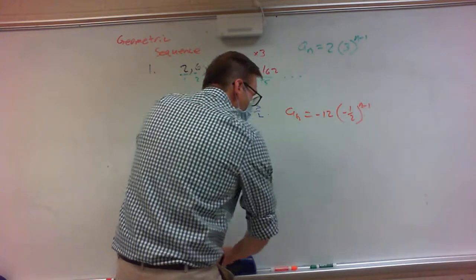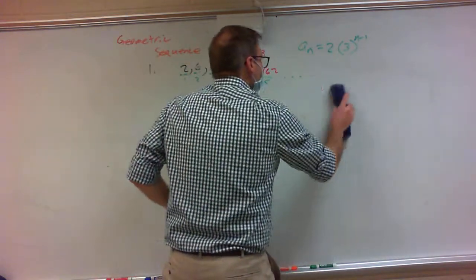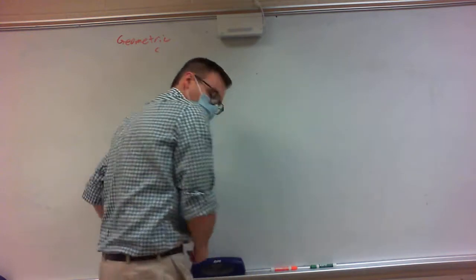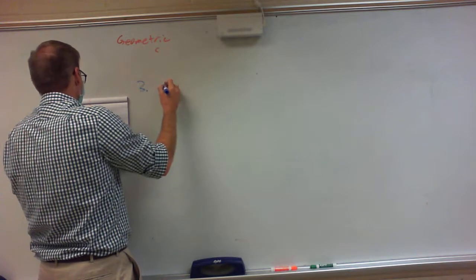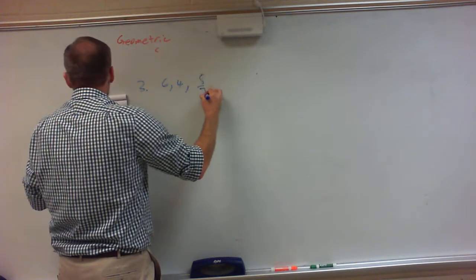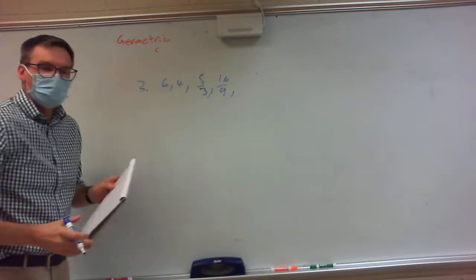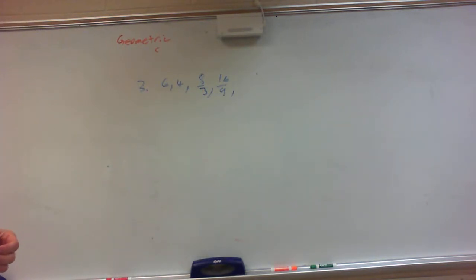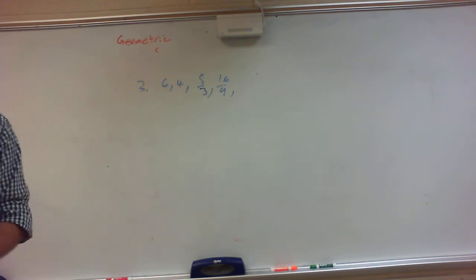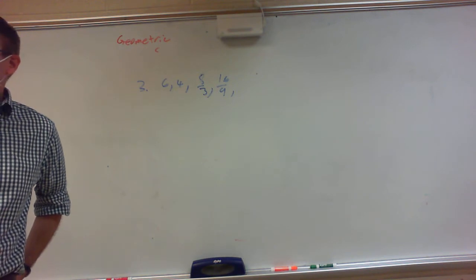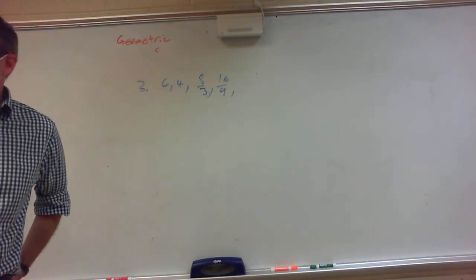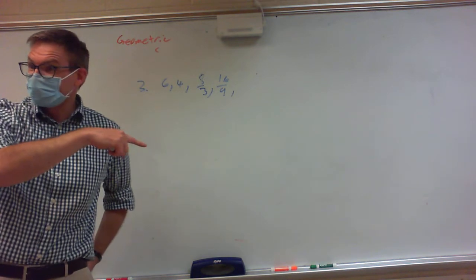So now that I've set you up, let's look at the ugly problem. And that ugly problem was 6, 4, 8 over 3, and 16 over 9. I want everyone to write down the explicit formula for this. Has everybody got it? Was it easy? More importantly, was it easier than you thought it would be at the beginning of the period?